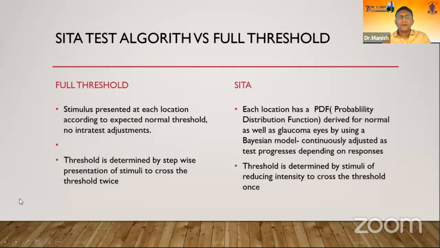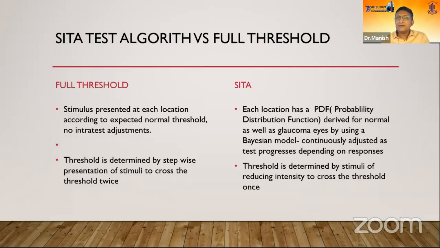So the test algorithms, as we mentioned, the full threshold was the original one. And then subsequently, they came up with the Swedish Interactive, which was a smart modification. So the difference is that in the full threshold, each stimulus is presented at each and every location from the expected normal threshold, and it is adjusted slowly so that you cross the threshold twice.